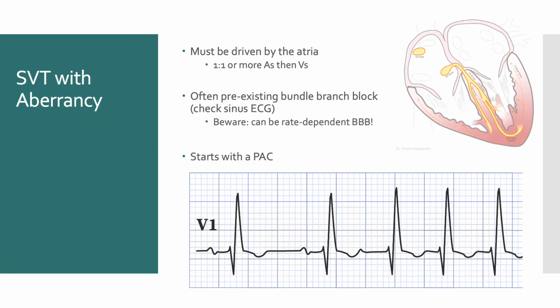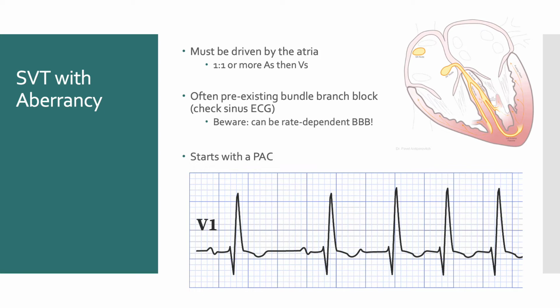Since the ventricles are driven by the atria in SVT with aberrancy, there have to be at least as many A's as there are V's, or rather as many P waves as there are QRS complexes. If there are more ventricular activations than atrial activations, then the ventricles are dominant and it's not SVT. This is the basis for AV dissociation, which we'll discuss later.